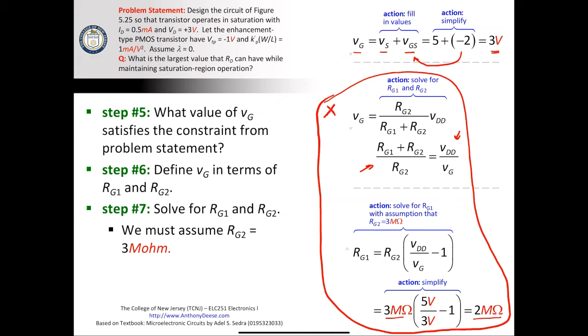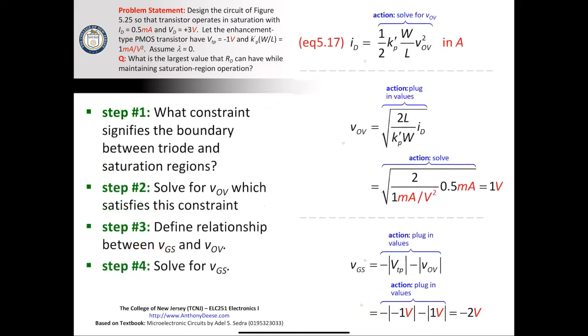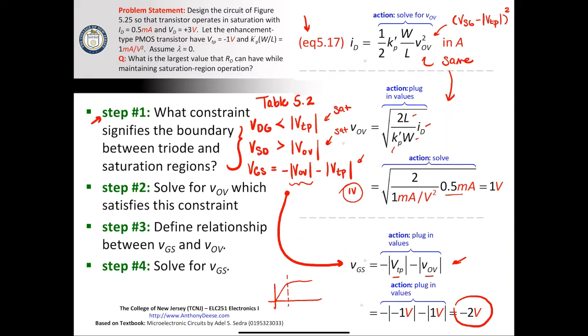But let's jump back to the main part of the problem, which is to figure out RD. And so finally, let's solve for what they actually did ask for, which is RD. So how do we solve for that? We know that VD min will be equal to VG plus VTP. Now, how do we know that? That's taken from these expressions right here.